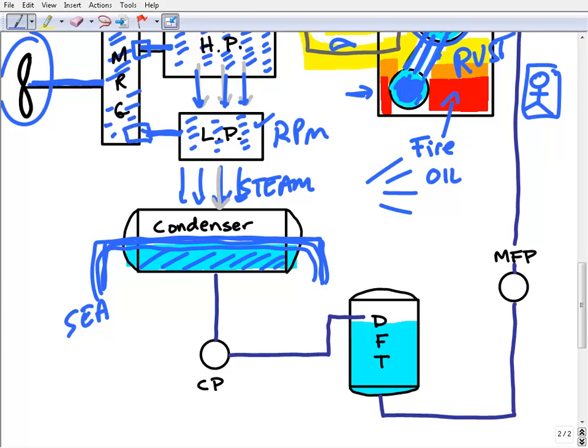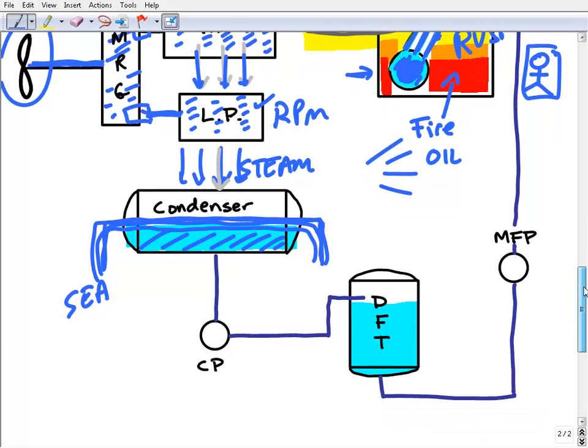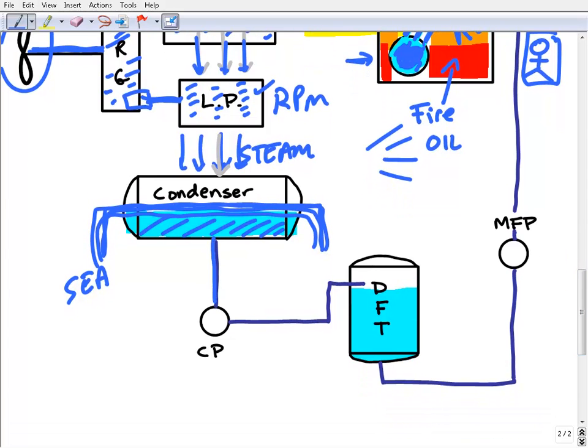So now we're back to condensate. We're back to water, kind of the pre-phase before it goes to the boiler. So this condensate gets pumped. This is just a condensate pump here, it's a little CP. So we're going to pump this condensate, and notice I'm calling it condensate, not water. And we're going to pipe it over to here to the DFT.